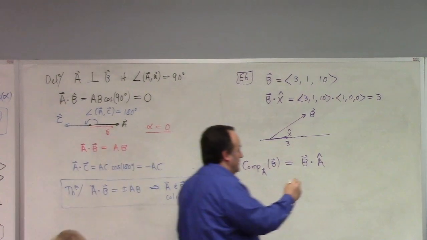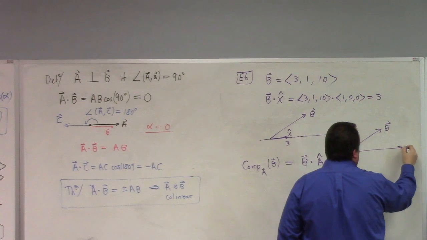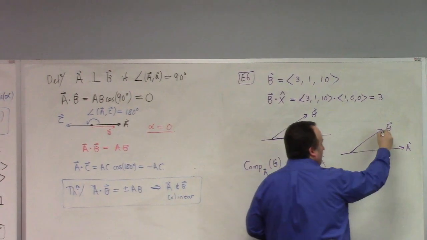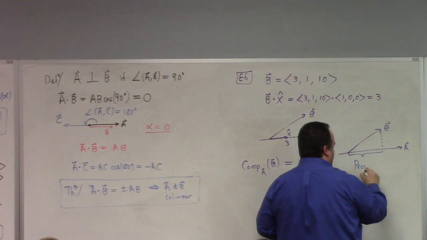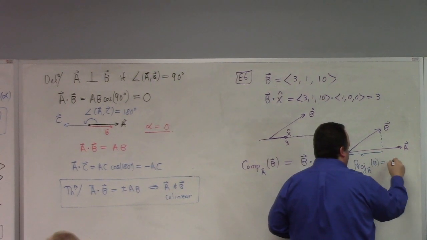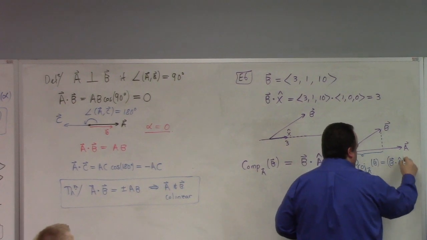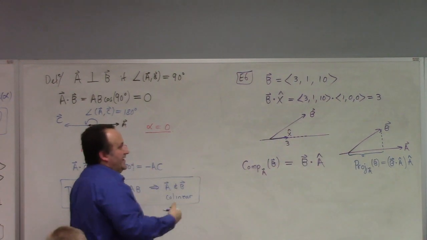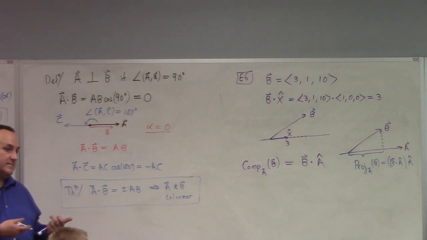If I was to draw a picture, if this is b and this is a, there's a part of a, this part right here, which we could call the projection in the a direction of b. And that will be given simply by b dot a hat times a hat, just like 3 x hat is the vector component of b in the x hat direction.